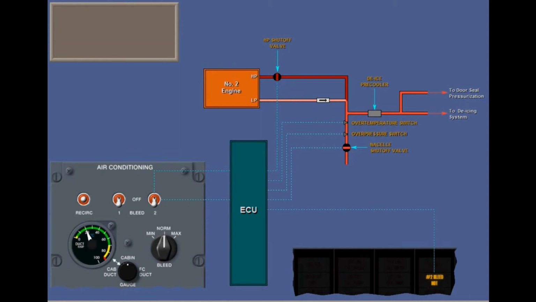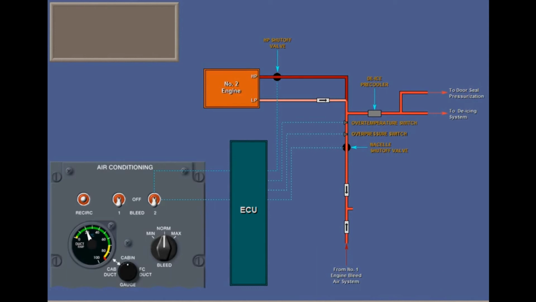According to checklist, you should close the HP shutoff and nacelle shutoff valves. Touch the number 2 bleed switch. If both bleed hot lights come on, you'll have a pressurization problem. You should descend to a safe altitude and consider ram air ventilation according to checklist.